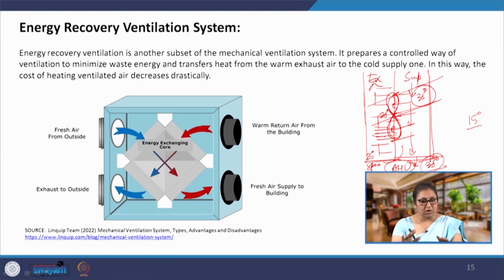With this, I will stop here. There are many more mechanical systems which are energy efficient, which have to be employed in the buildings, which we will talk about later. But the first step towards designing efficient buildings is that these buildings have to be naturally ventilated.